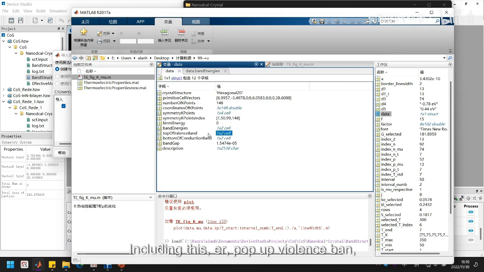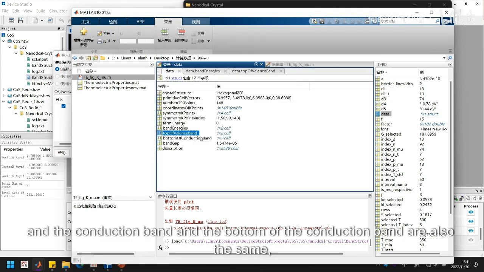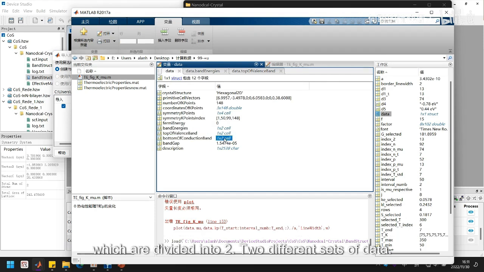Including this valence band, there are two types: one is spin up and one is spin down. And the conduction band and the bottom of the conduction band are also the same, divided into two different sets of data.